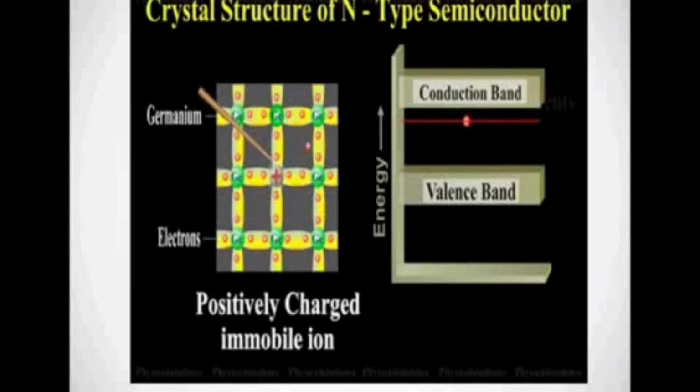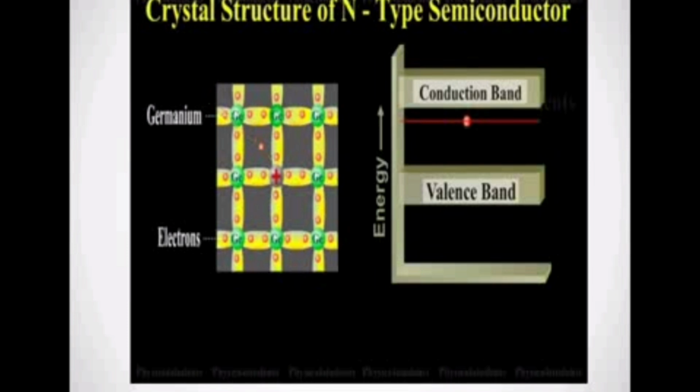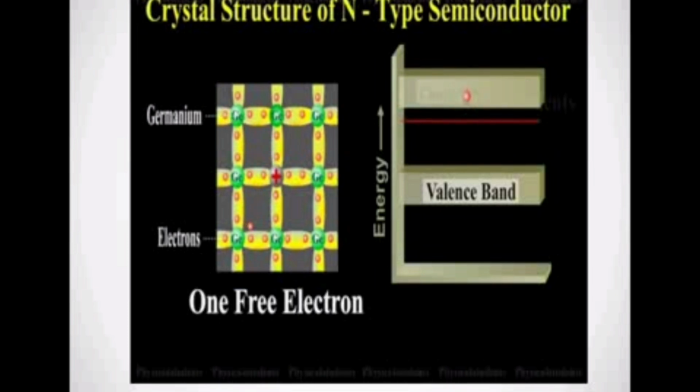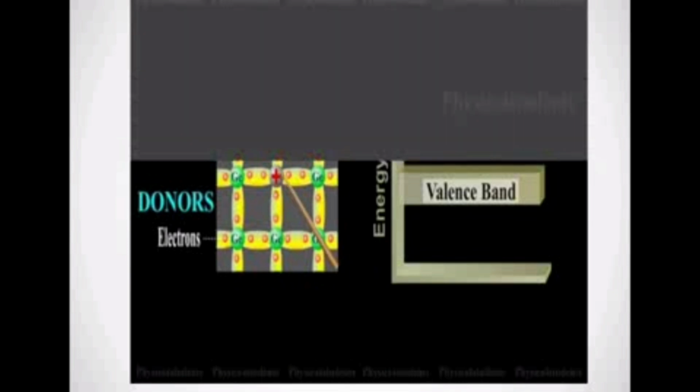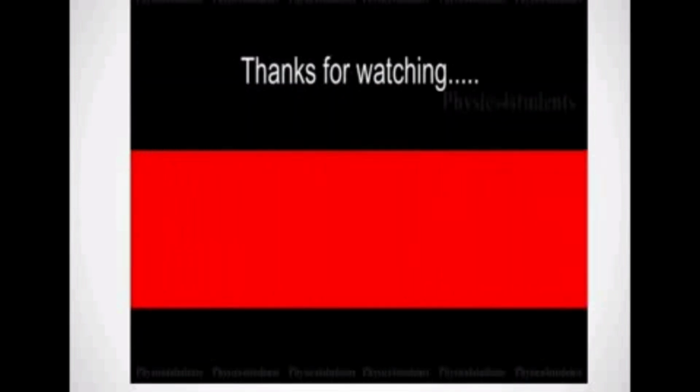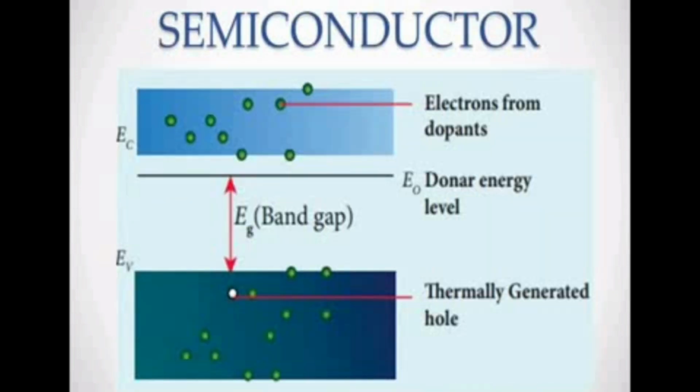Again, you can recall how the positive charges and the negative charges are produced. The N-type semiconductor has a large number of electrons, so it's called N-type. So this one is the N-type semiconductor.